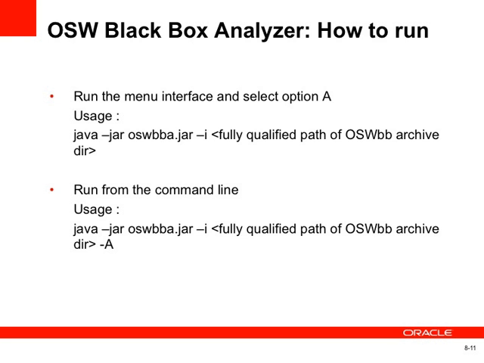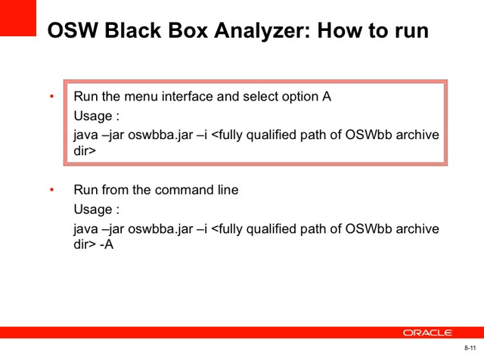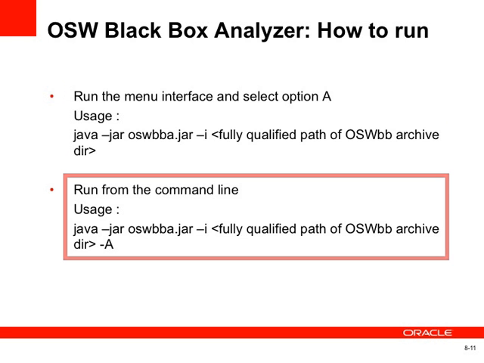There are two modes available for running the OSWatcher Black Box analyzer. First, this utility can be run by using a menu-driven interface. The syntax for running this command is identified in this slide. The second way to run the utility is from the command line. Using this method allows for the analyzer to easily be scripted into some shell script, cron job or other program.